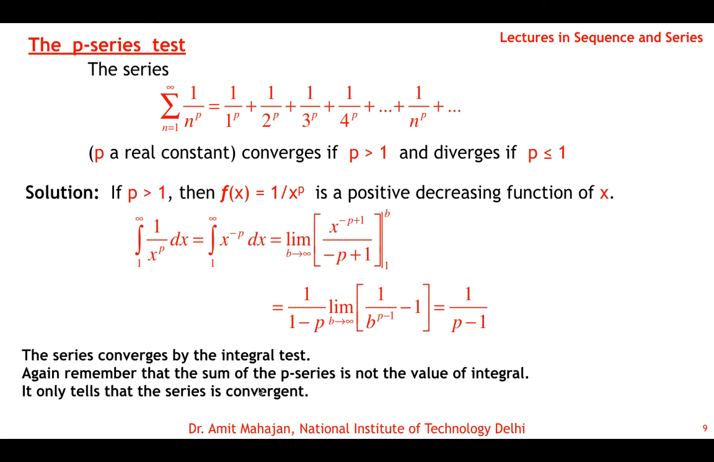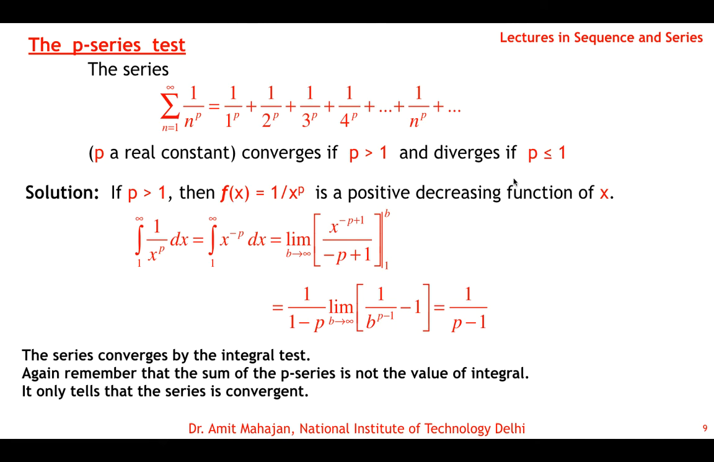Just to remind you again, the sum of the series is not the value of this integral; it only tells us that this series is convergent because this integral is convergent. Okay, now we will prove that the series diverges for p less than or equal to 1.